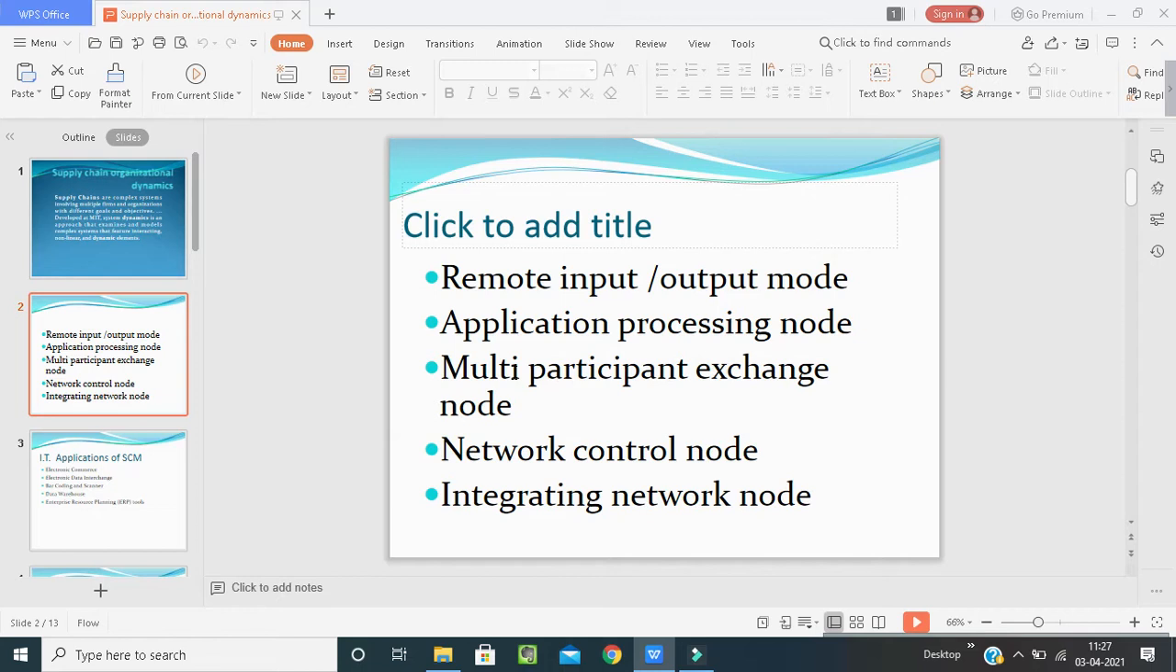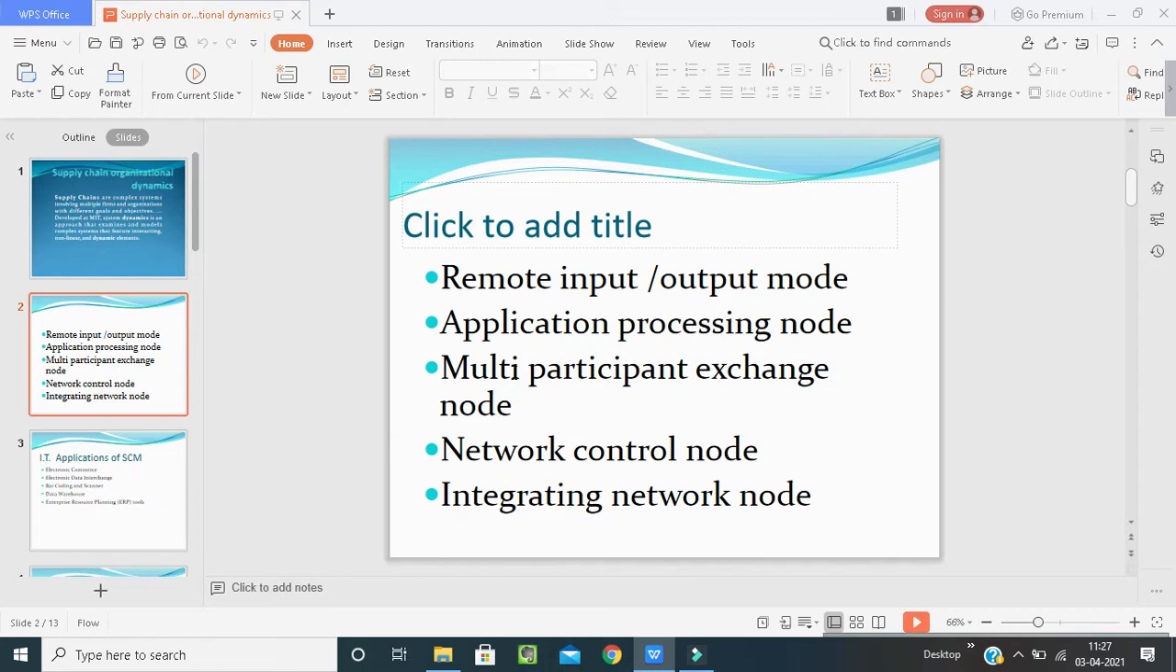Next thing is the application processing node. What applications are needed for processing the node? Third one is the multi-participant exchange node. What things are needed for exchanging? What things are to be taken place? Those things will be taken here.